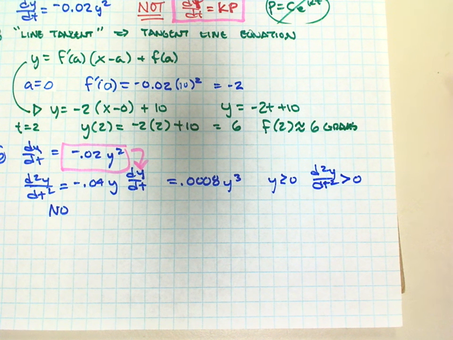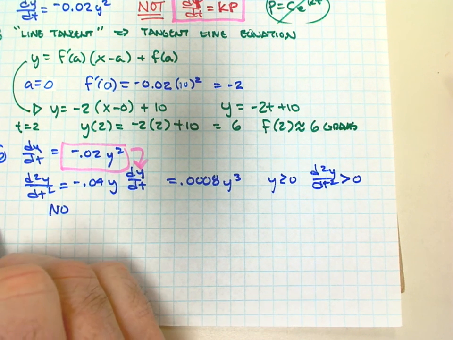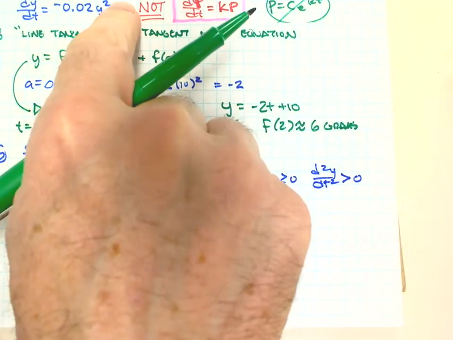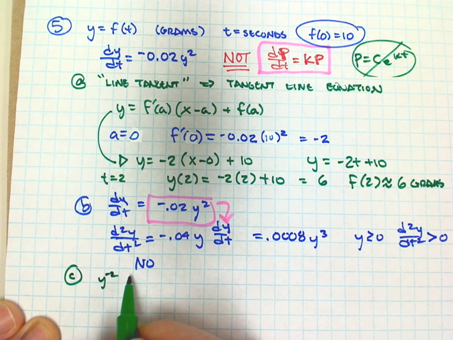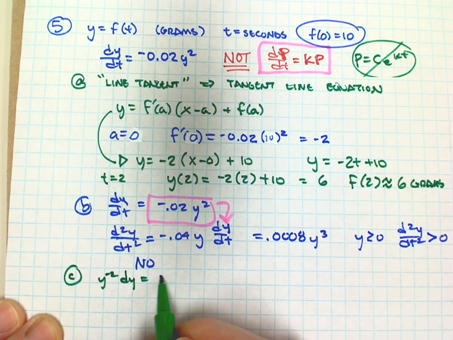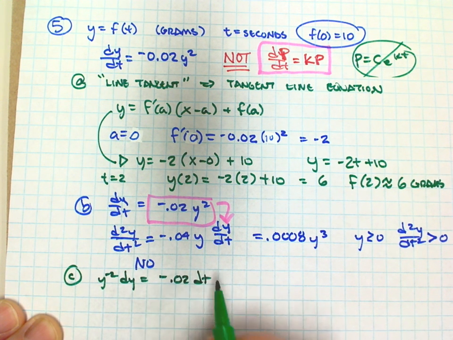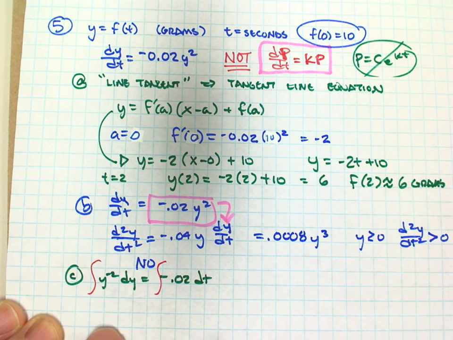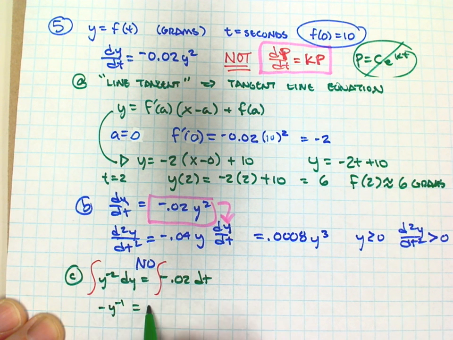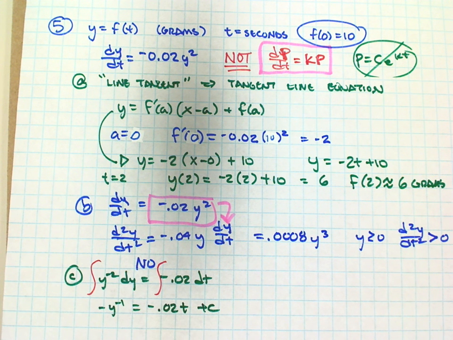Let's take a look at Part C. It says find an expression for f of t by solving the differential equation with the initial conditions. So we're going to go ahead and solve this. Of course, first thing we're going to need to do is get our y's to the other side. So this will be y to the negative second dy equals negative 0.02 dt. Everything is separated. We can go ahead and take our antiderivative, add 1, multiply by the reciprocal, and this is just negative 0.02 times t plus c.